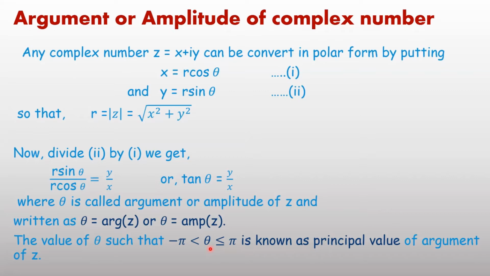Because in the trigonometric equations we have covered, there are infinite values of theta we can find for the condition tan theta equal to y upon x. But if you write the value of theta between minus pi to pi, this value of theta is known as the principal value of the complex number.